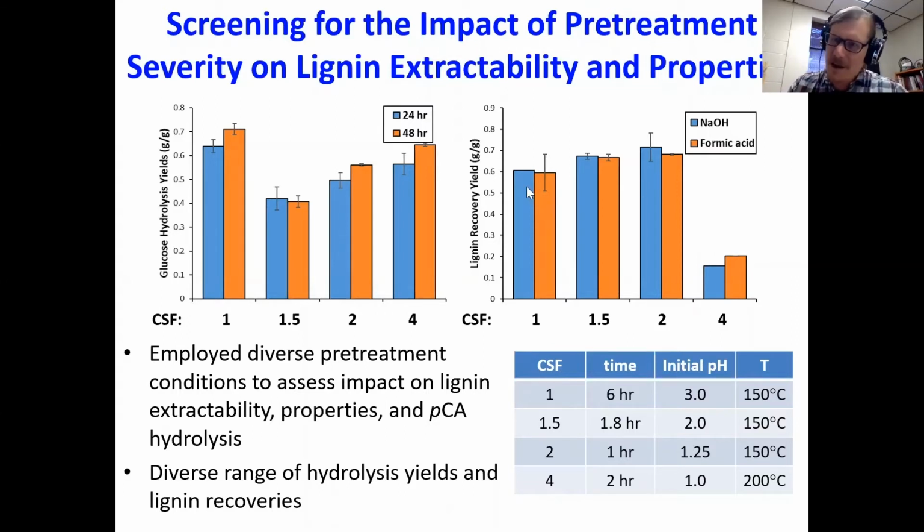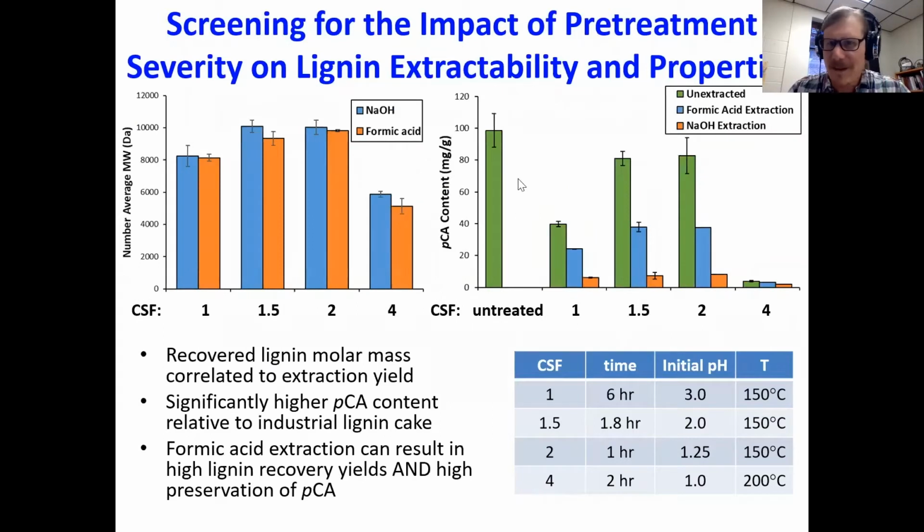But you can see here, both the formic acid extraction and the NaOH extraction resulted in between 60% and 75% lignin yields. And one of the interesting things from this, and we also characterized a number of properties, including molecular weight, was if you look at this plot on the right, you can see that the PCA content in the unextracted lignin has significant differences between the pretreatment conditions in the amount of PCA that's left in the lignin after the pretreatment.